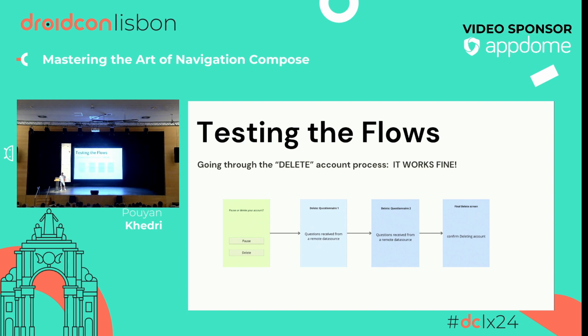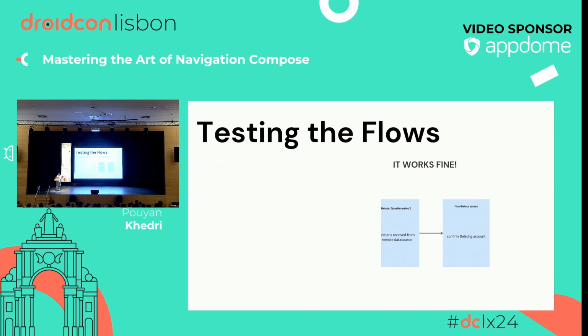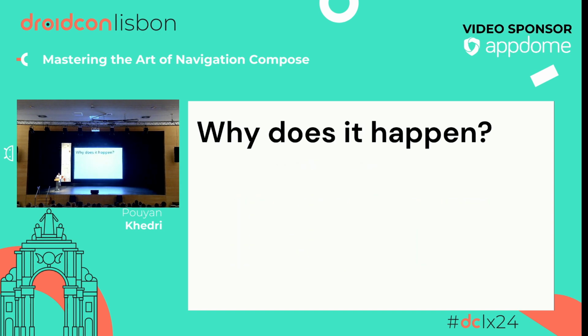So we went back to our code and started looking at everything. But after a few hours and a lot of effort, we were like, okay, everything is fine here. Nothing is wrong with our code. And we were hopeless. So we came up with this crazy idea that, okay, maybe it's not us, maybe it's Navigation Compose. And it was really satisfying because we could blame it on someone else and not take the responsibility for it. But anyway, I started to dig deeper inside the Navigation Compose implementation. And this is why it happens.